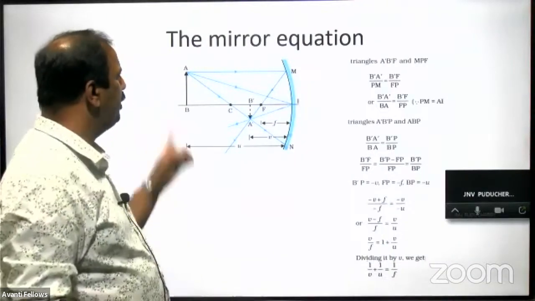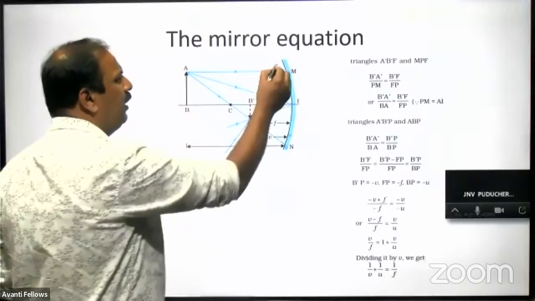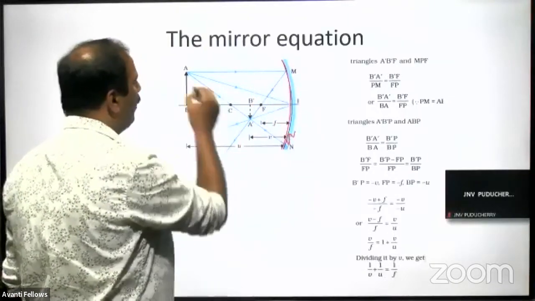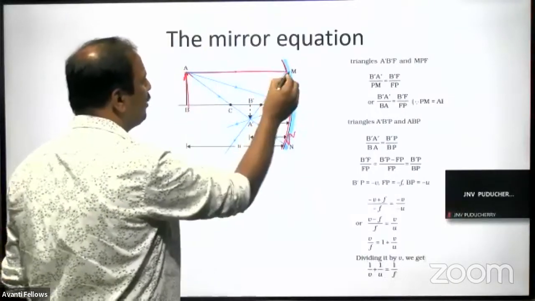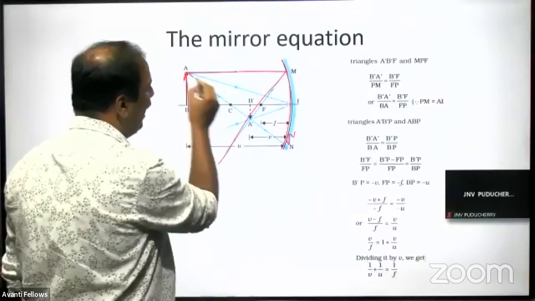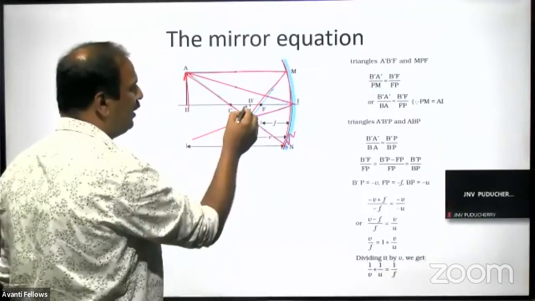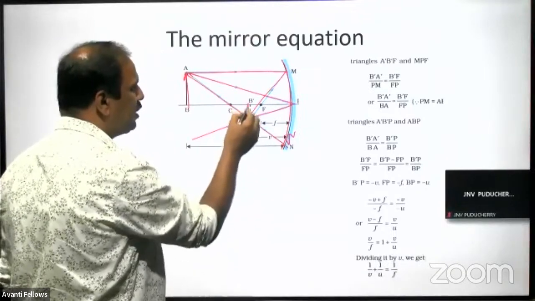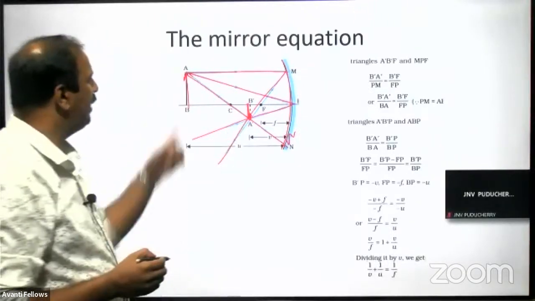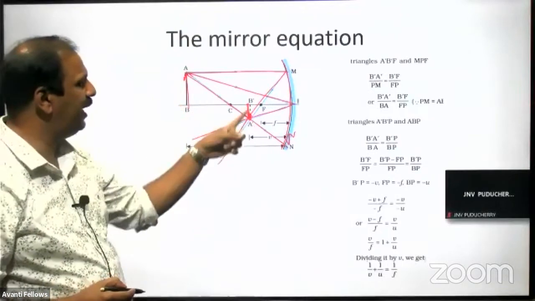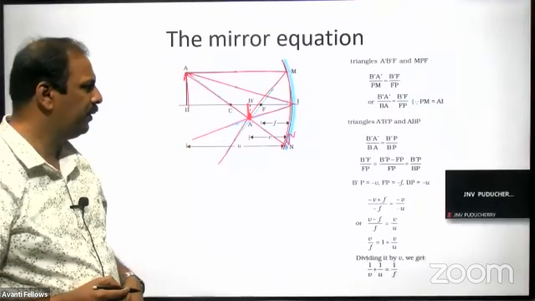So here what we are doing is, first you draw the diagram. You have a mirror like this and our object is kept here. One ray is going like this and passing like this. Another ray is going like this, passing like this, and the third ray is going like this. So all three will come here. So the image is formed here. Our AB will be the object and A dash B dash will be the image.